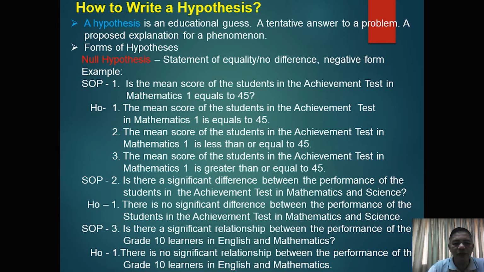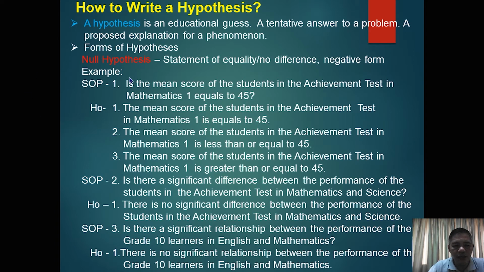Now, in writing your null hypothesis or even an alternative hypothesis, you just simply rearrange or delete some of the words or articles from the statement of the problem. Then you can already formulate your null hypothesis. Example number 1: the mean score of the students in the achievement test in mathematics 1 is equal to 45. Look at the SOP number 1.